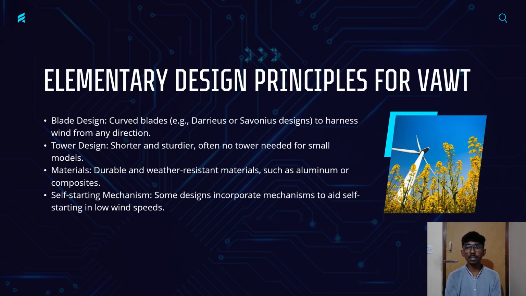Elementary design principles for VAWT. Blade design: curved blades to harness wind from any direction, shorter and sturdier, often no cover needed for small models. Durable and weather-resistant materials such as aluminum or composites. Some designs incorporate mechanisms to aid self-starting in low wind speeds.